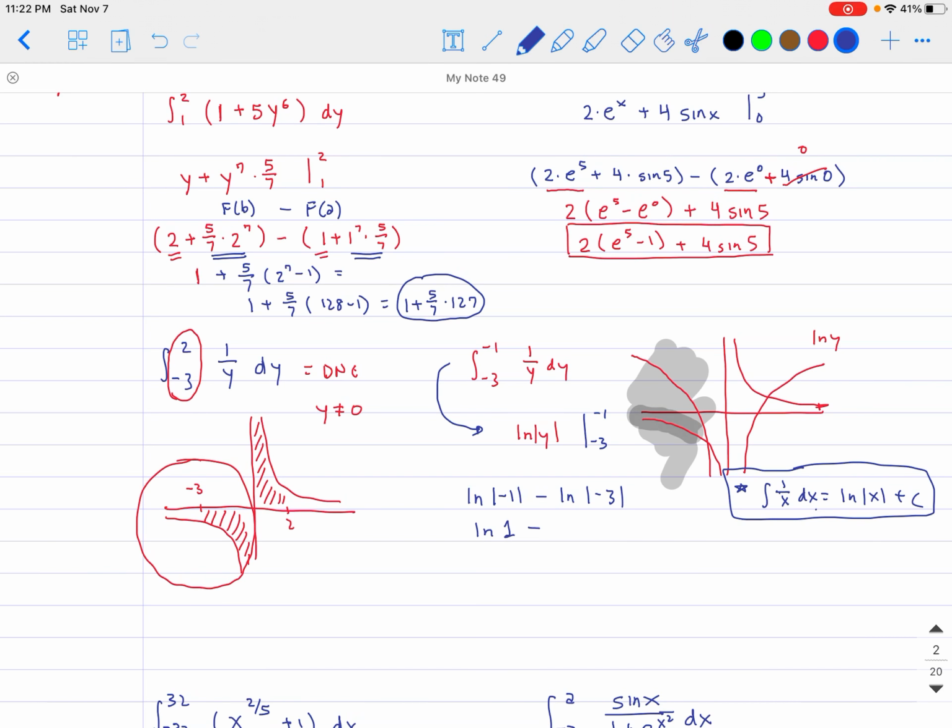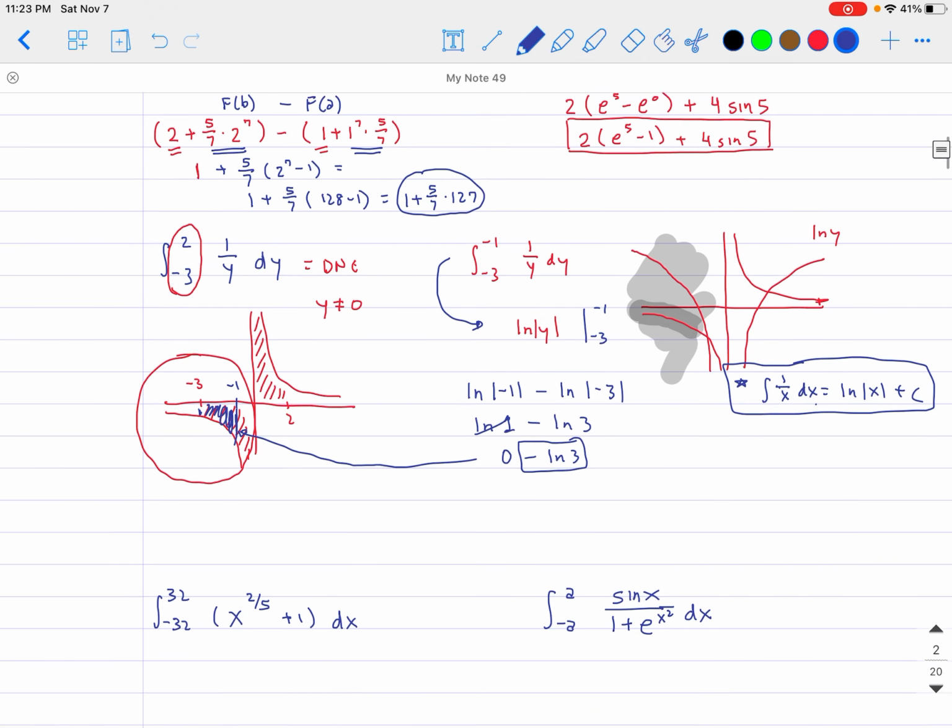That's ln of 1 minus ln of 3. ln of 1 is equal to 0. So that means the negative ln of 3, that's going to be my answer. And that is the area under the curve from -3 all the way to -1. So that's this portion over here.